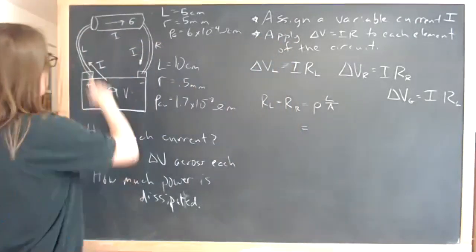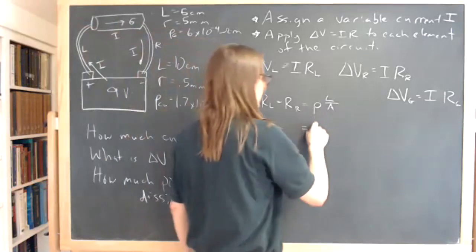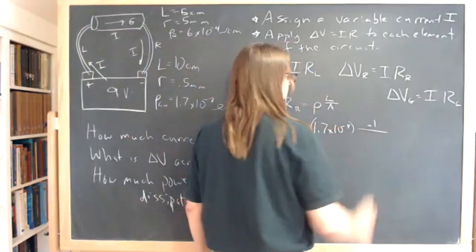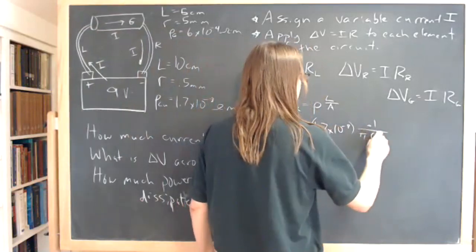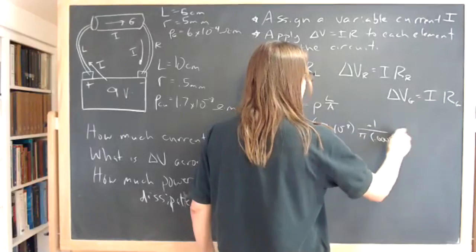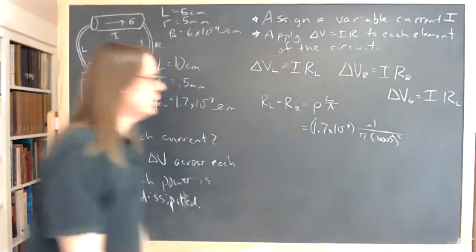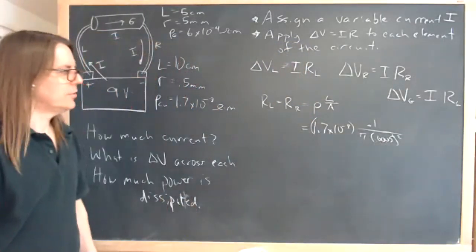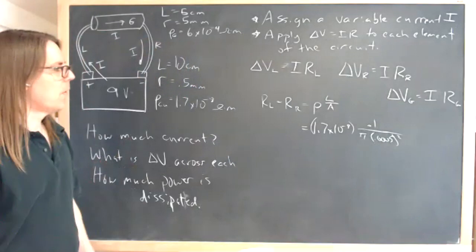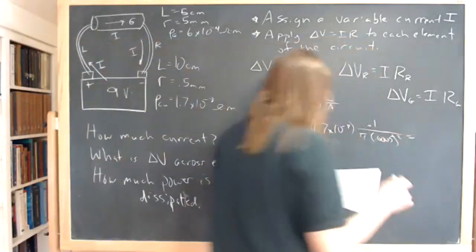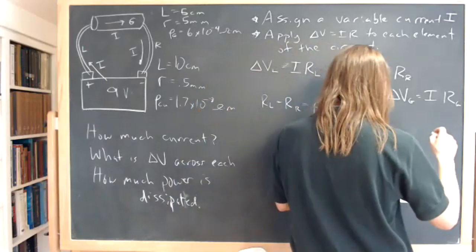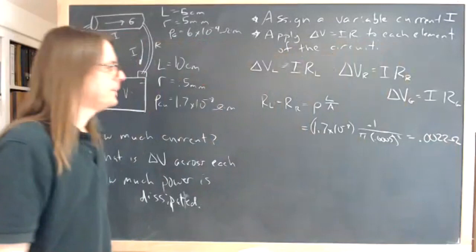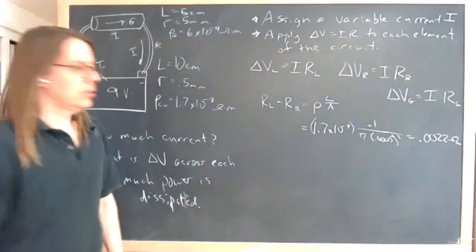So rho for the wires is 1.7 times 10 to the minus 8. The length of the wires is 0.1 meter, and the area of the wires is pi r squared, doing everything here in MKS units. 0.1 meter, 0.0005 is the radius of a 1 millimeter diameter wire. If you solve that, you have a very small resistance, 0.0022 ohms.